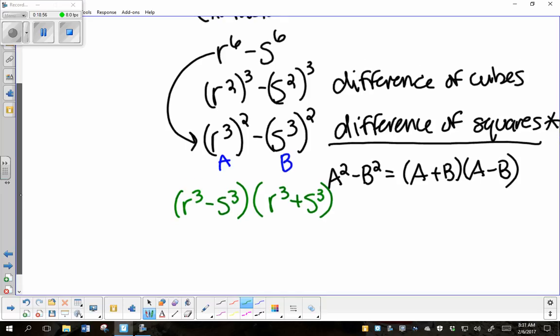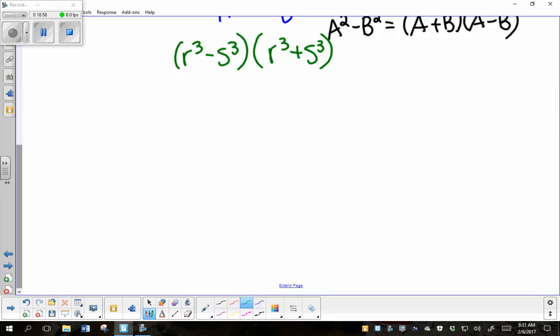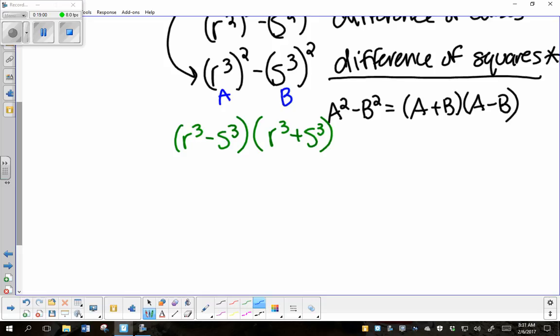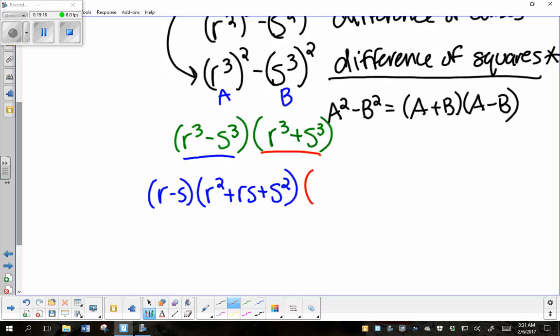Now look at what we have. Both of these are a sum or difference of cubes. Here's a difference of cubes, so that's going to factor into r minus s times r squared plus rs plus s squared. This guy is a sum of cubes. That's going to factor into r plus s times r squared minus rs plus s squared.